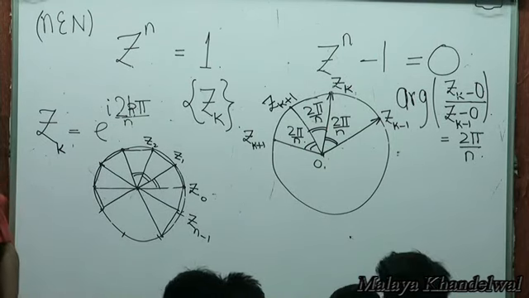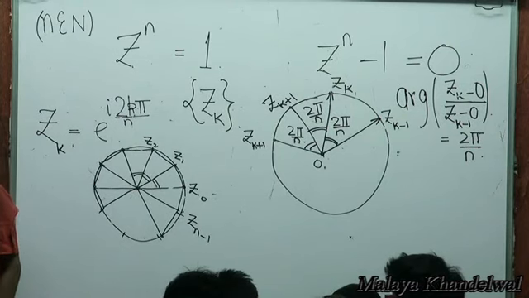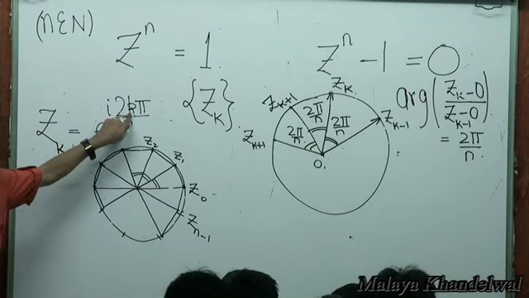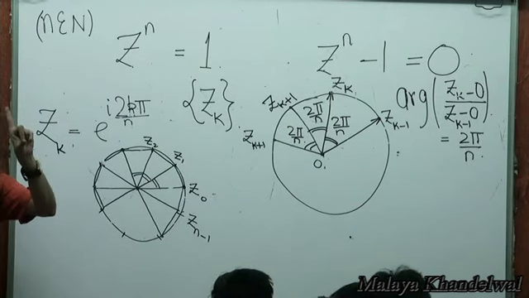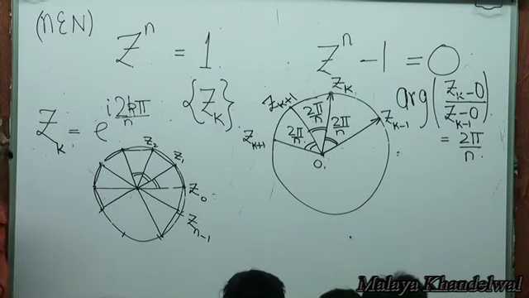Ratio of these zk's is independent of k. But the difference of these zk's is not independent of k. I can establish that if you want. Zk is like this, zk minus 1, take k minus 1. Take a difference. You will not find it independent of k. So zk's are not in AP. Zk's are in GP. Right?